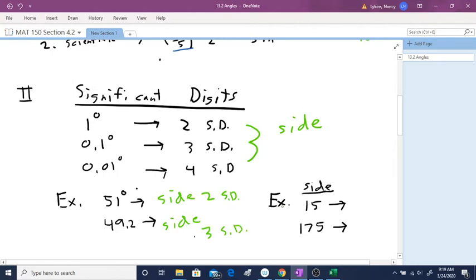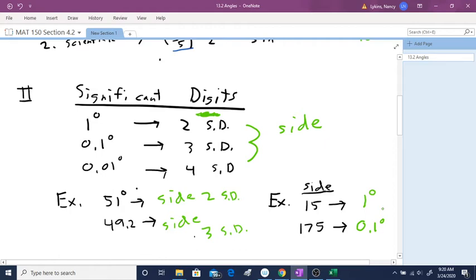Now looking at the sides, we have to go in reverse. So sides I'm looking at over here. I'm going to kind of mark this, the sides. 15. 15 has 2 significant digits. So that means that your angle has to be rounded to 1 whole degree, I'm sorry, not decimal, degree. 175, you would have 3 significant digits. So that means your degree would have to have 1 decimal in it.